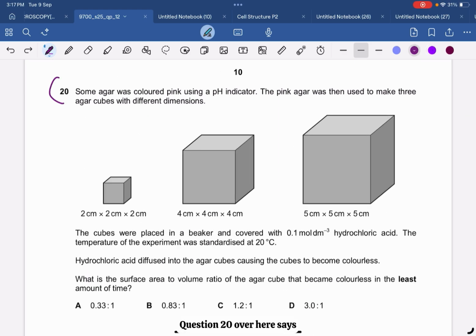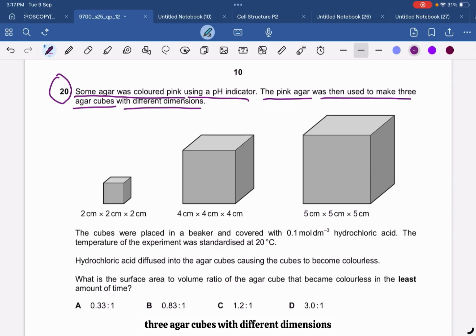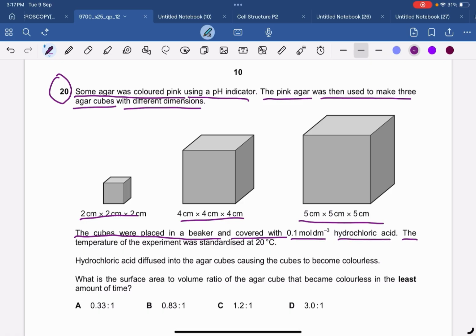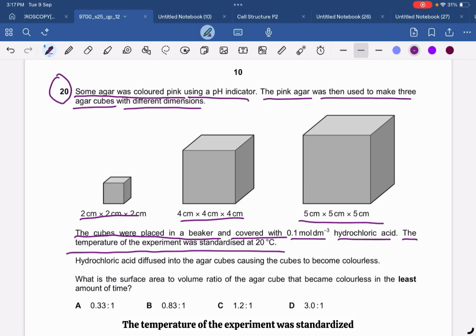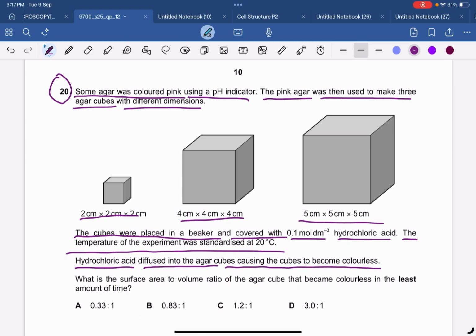Question 20 says that some agar was colored pink using a pH indicator. The pink agar was then used to make 3 agar cubes with different dimensions. They have shown us the 3 agar cubes: one is 2, the other is 4, and the third one is 5. The cubes were placed in a beaker and covered with 0.1 mole per dm cube hydrochloric acid. The temperature of the experiment was standardized at 20 degrees Celsius. Hydrochloric acid diffused into the agar cubes, causing the cubes to become colorless.